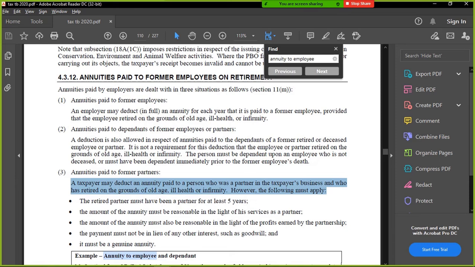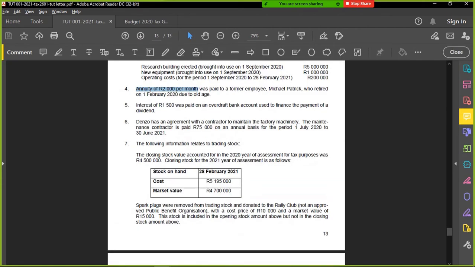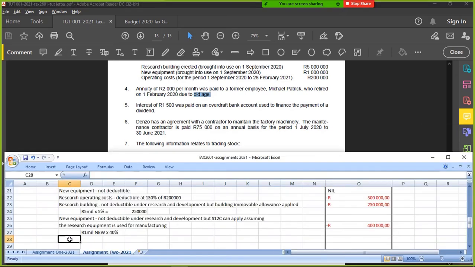Obviously, we have a scenario that applies to old age. So we just read it. Can you deduct all of it? Yes, you can. Make sense? Yes.